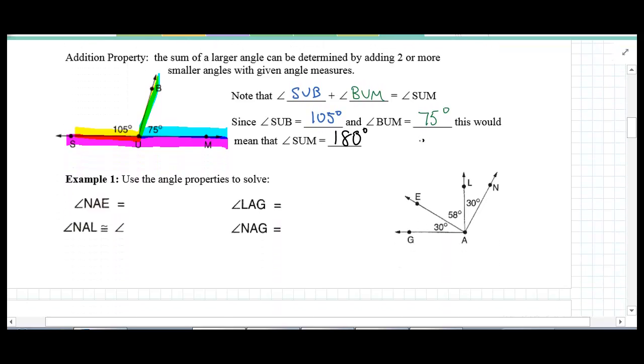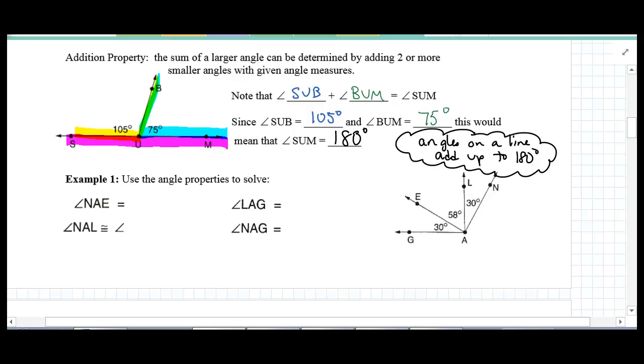So let me just write that down. Angles on a line add up to 180 degrees. Write that down in your notes too. By the way, if I'm going too fast, just pause the video, write things down, and then press play again and you'll catch up.